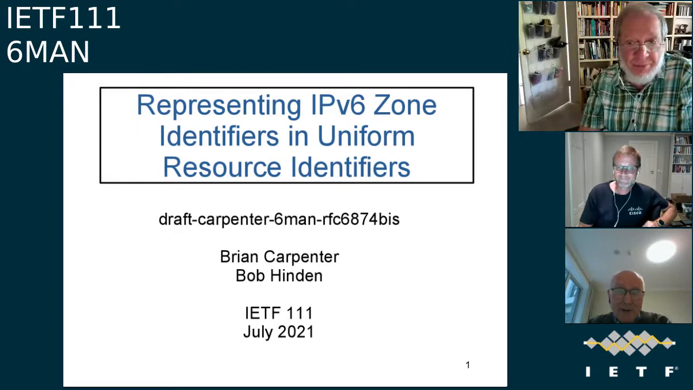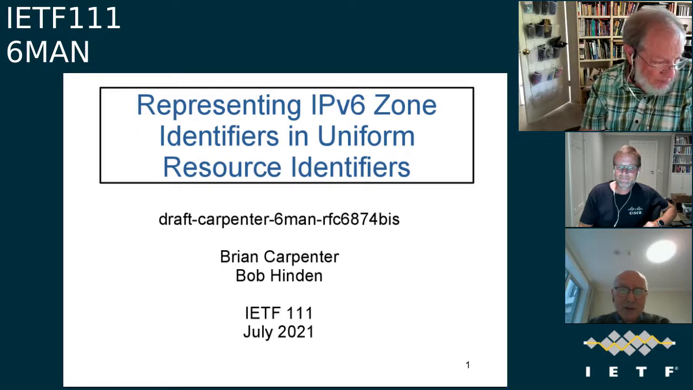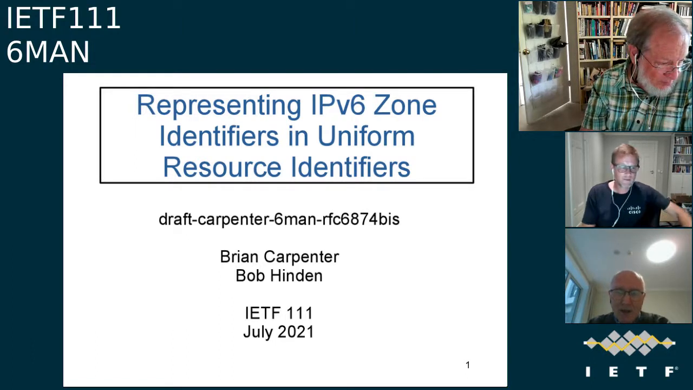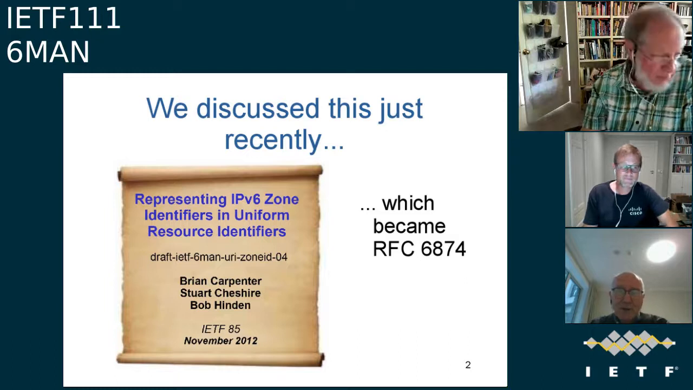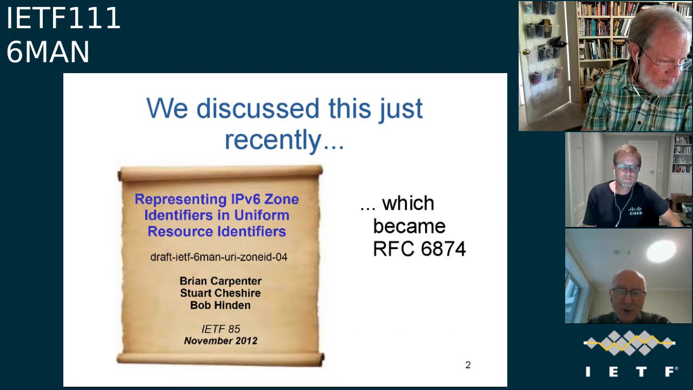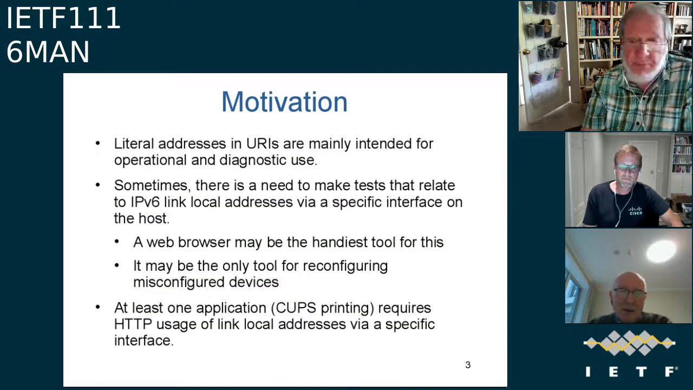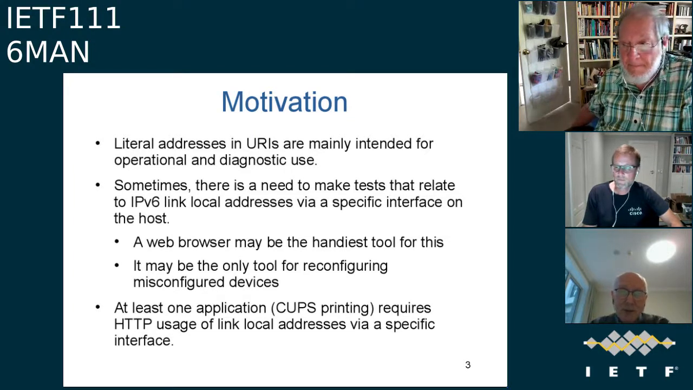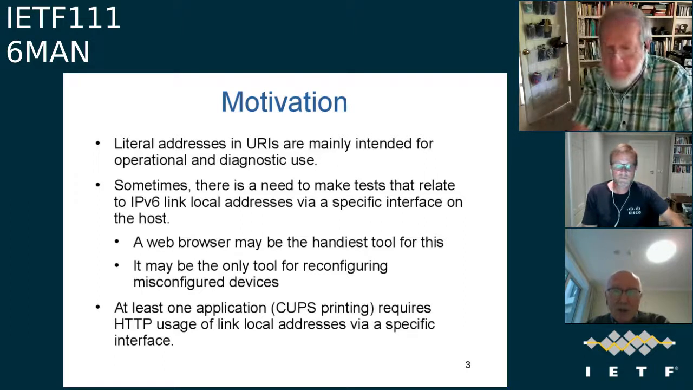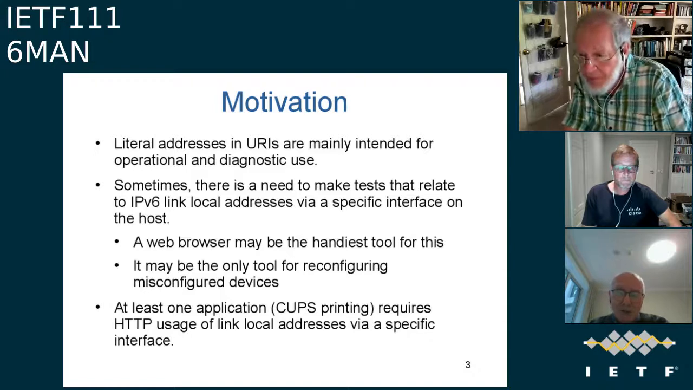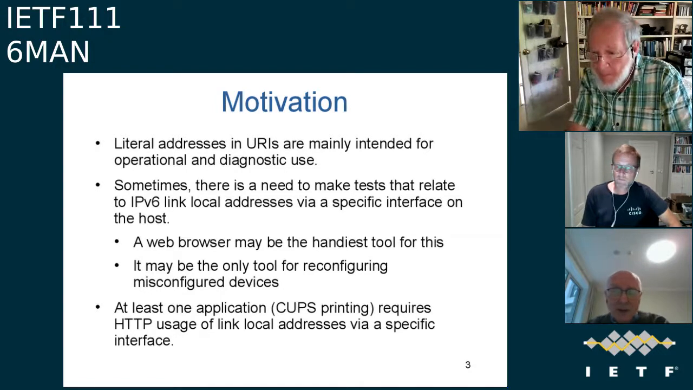So yes, this is an old story, representing IPv6 zone identifiers in URIs or URLs. We discussed it last, that I found, at IETF 85, and we produced RFC 6874. The motivation, just to remind people, is that literal addresses in URIs are mainly intended for diagnostic use. Sometimes there's a need to make tests related to using link-local addresses via a specific interface, a particular Ethernet interface, a particular Wi-Fi, whatever. A web browser is sometimes the handiest tool for this.